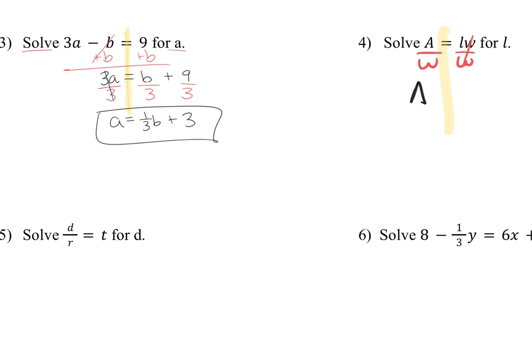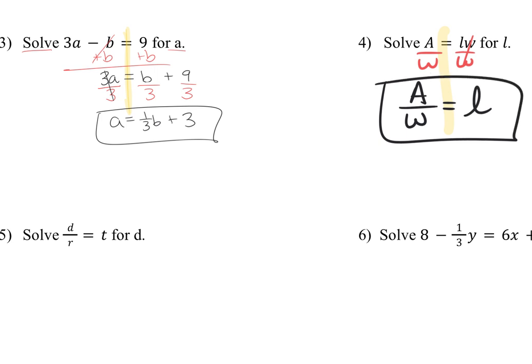All right. Well, the best I could do is write it as A over W equals L. Box it. That's all I could do. I got the L isolated, which was my goal. Just because I can't simplify that any further, I don't have to mess with it. Okay?